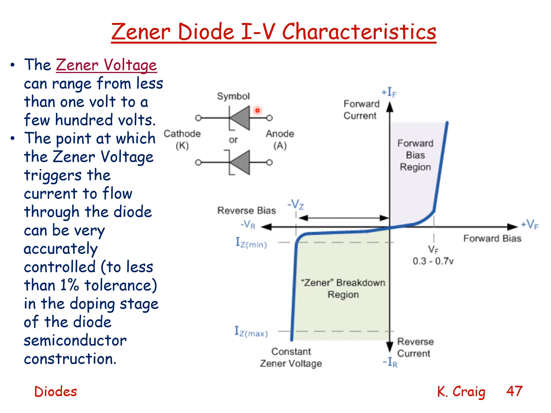Here we see the symbol for the Zener diode. There's the anode and there's the cathode. When we forward bias the Zener diode, it behaves like a normal diode. The knee voltage, where current starts to flow, is between 0.3 and 0.7 volts. Here is the Zener breakdown region. When we get to a Zener voltage, current begins to flow, and the voltage stays constant. This is the constant Zener voltage.